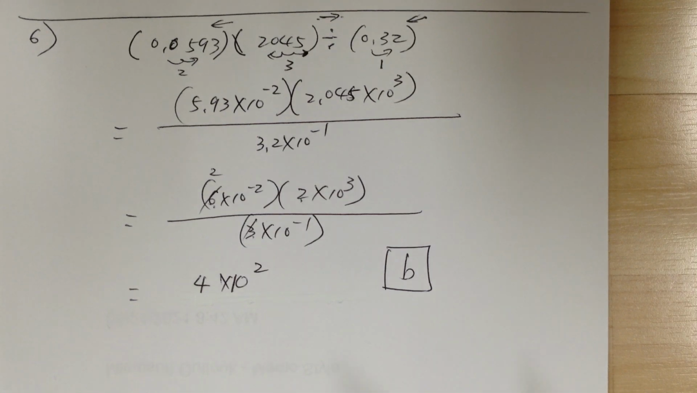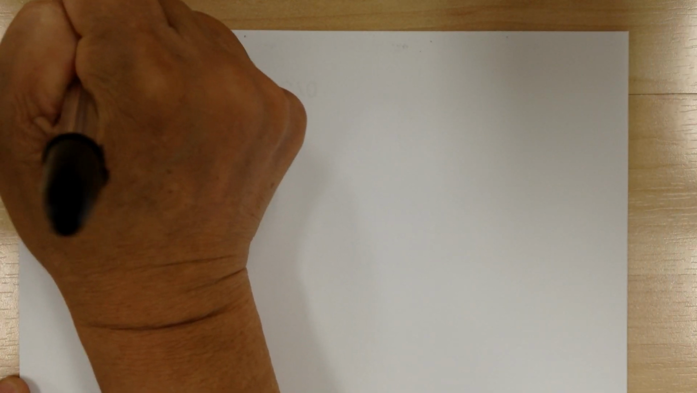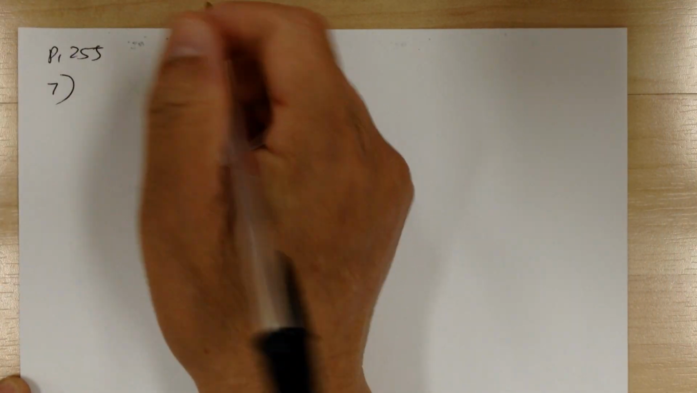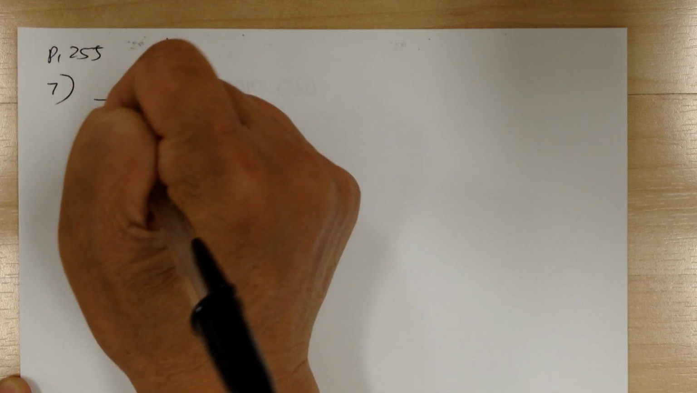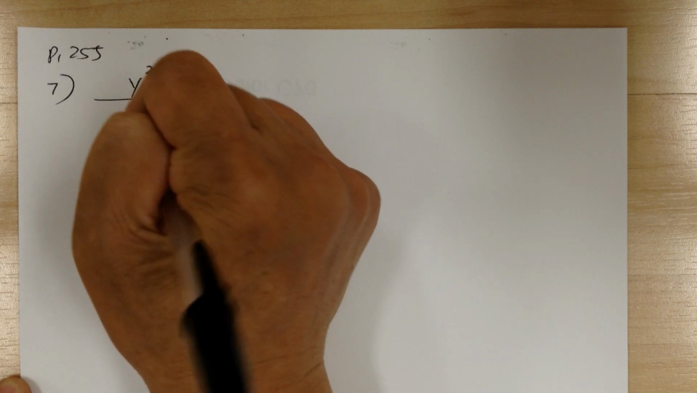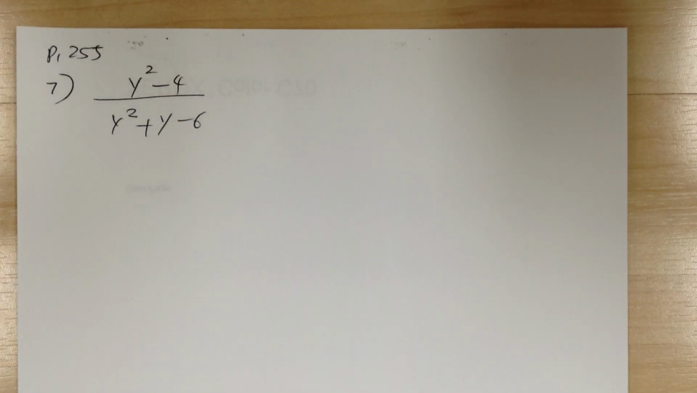Okay, now let's go to the next one. Let's go to number 7. You have y squared minus 4 over y squared plus y minus 6, and you want to simplify.